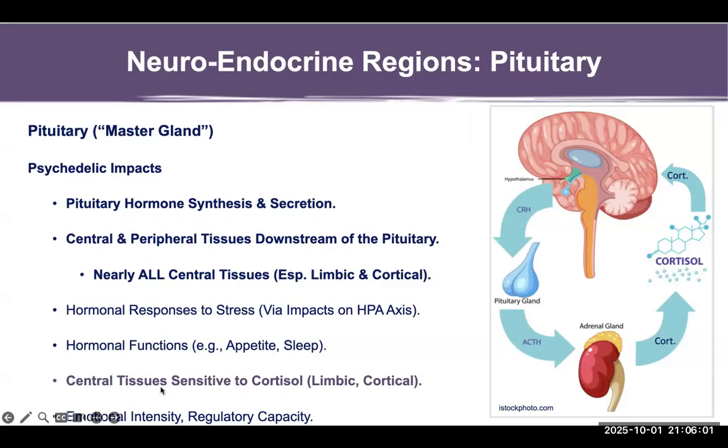We'll also see changes in central tissues that are sensitive to cortisol. So again, this would be limbic brain regions like the amygdala, hippocampus, ventral striatum, nucleus accumbens, and cortex. And then we're going to see changes in emotional intensity and regulatory capacity. So just showing the kind of circular nature here from the pituitary and then just all the way back to the brain.